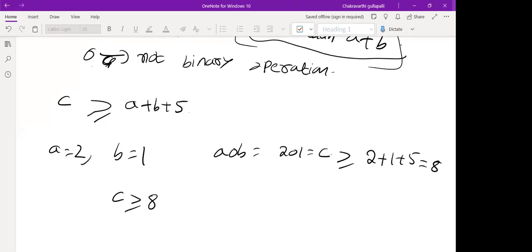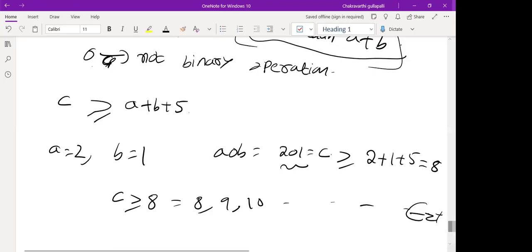So is it unique? What are the numbers which are greater than or equal to 8? That means 8, 9, 10, and so on. How many outputs are you getting? Infinitely many. All of them are there in Z plus. Yes. But is C unique? No. For the same pair, only one pair, we are getting so many. So for one pair, if you get many outputs, then it is not a binary operation.